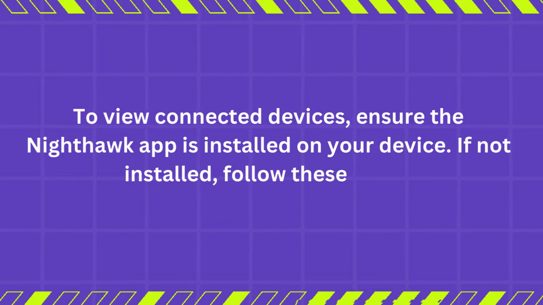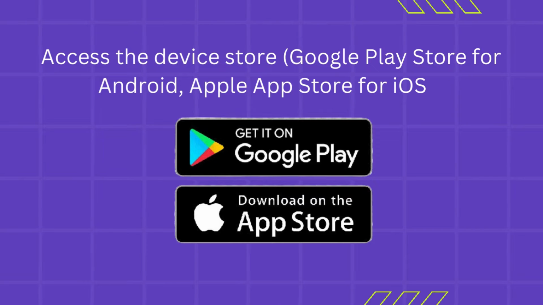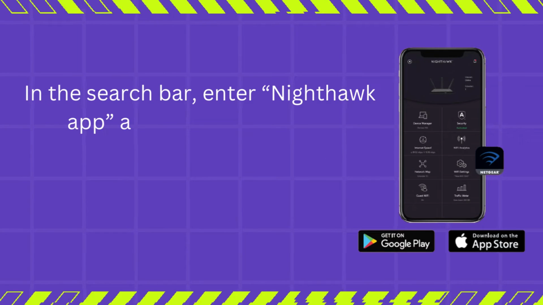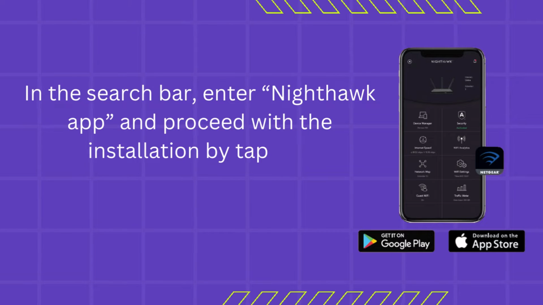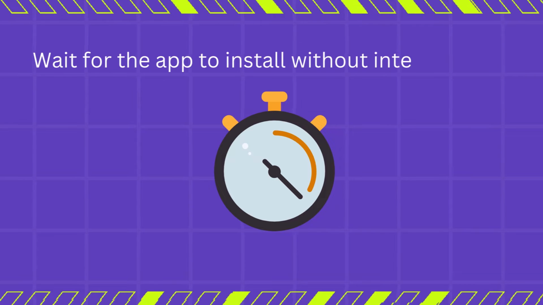If not installed, follow these steps. Access the device store: Google Play Store for Android, Apple App Store for iOS. In the search bar, enter Nighthawk app and proceed with the installation by tapping Download. Wait for the app to install without interruptions.